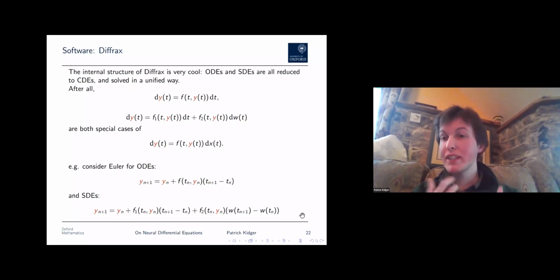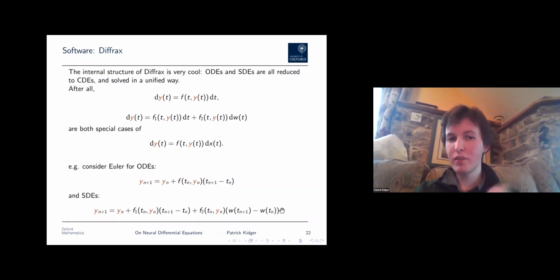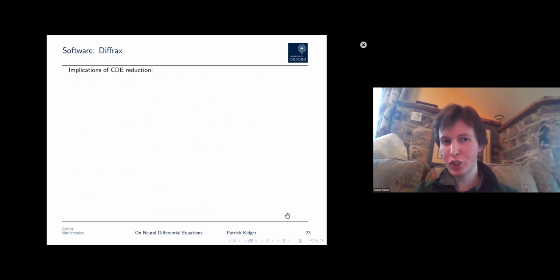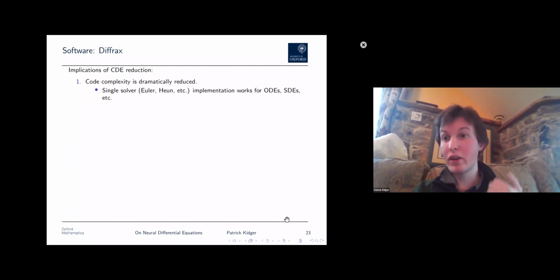Okay, and so basically by using this as the starting point, we can write down the same Euler method for both ODEs and SDEs. And moreover, we can do that for lots and lots of other things too. So these are the implications. The code complexity, the internals of the library, is really, really simple. Or is dramatically reduced, that is to say. So we can write down the same solver that works for all kinds of different things.